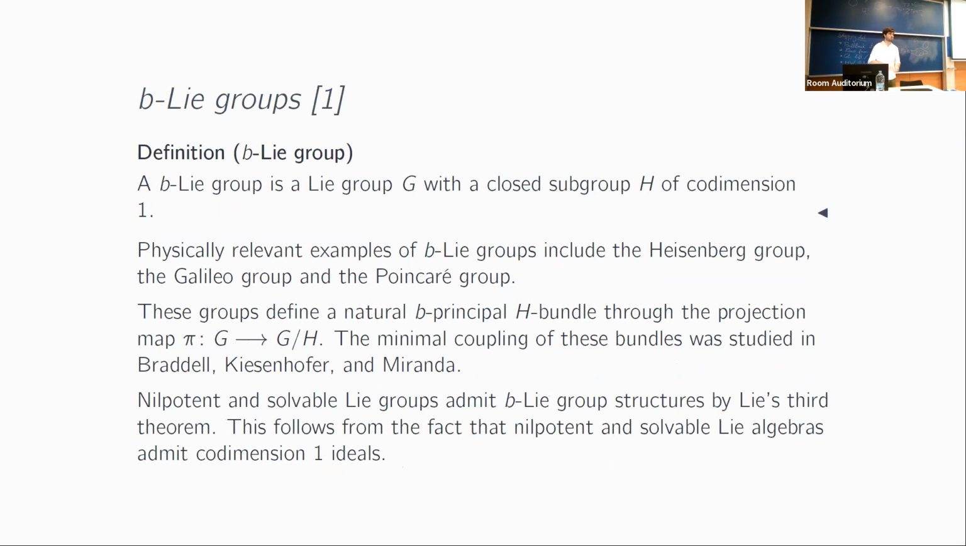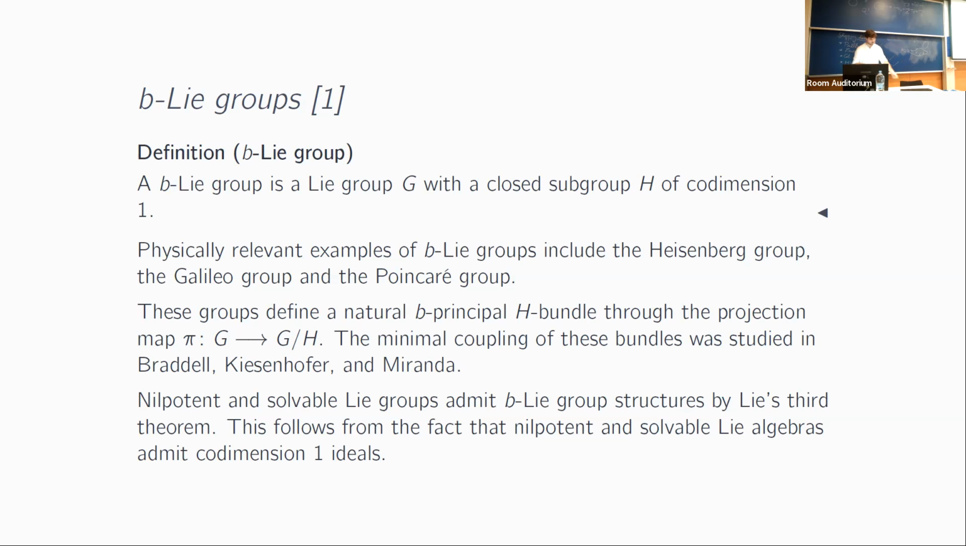And so what about applications and the structure of Wong's equations of motion and the minimal coupling? This was motivated by b-Lie groups, which are Lie groups with a closed subgroup of codimension 1. And basically, Braddell, Kiesenhofer, and Miranda studied the Poisson formalism for Yang-Mills theories over these manifolds, and this is what motivated all of this research. Here, the basic structure is you just take the quotient map, and this is a b-manifold when you take in the quotient as b-structure the identity element.